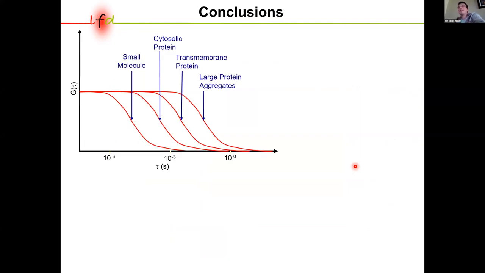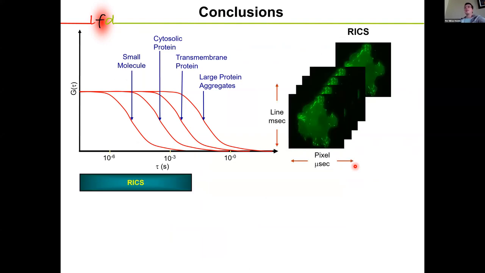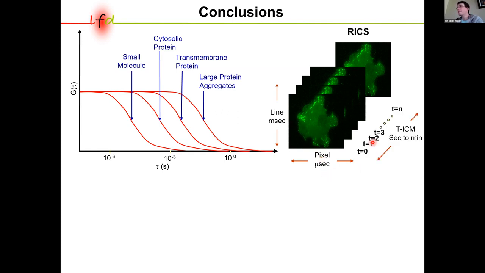So to summarize, the RICS method is able to measure the motion of small molecules, cytosolic proteins, and also transmembrane proteins that diffuse a little bit slower. For very large protein aggregates moving very slowly, other methods may be preferred. So the typical time scale of observation for RICS is the pixel dwell time in microseconds and the line time in milliseconds. And you can use temporal image correlation methods, which do frame-to-frame correlation to access the slower processes on the minute time scale.